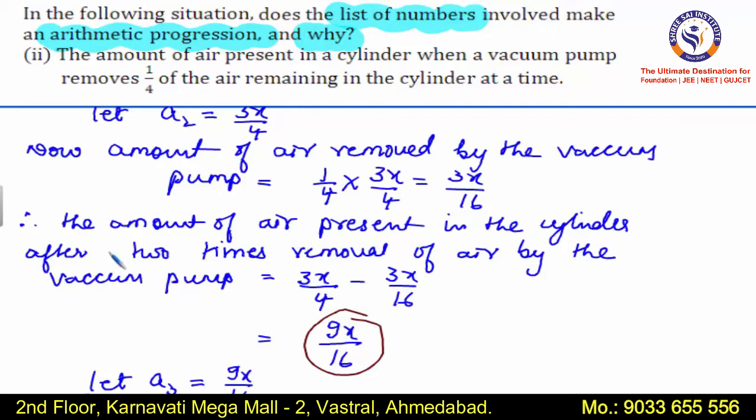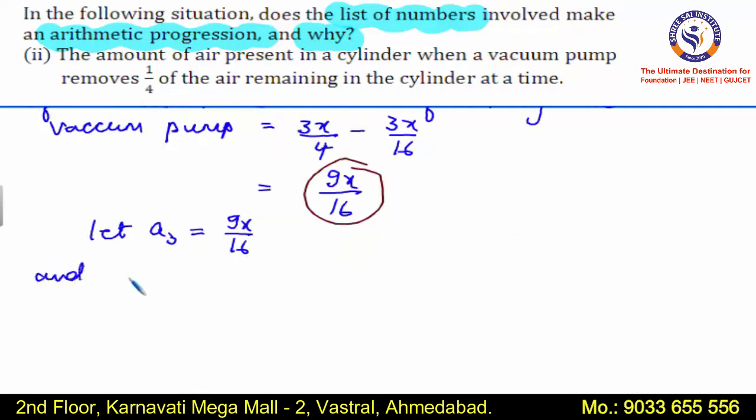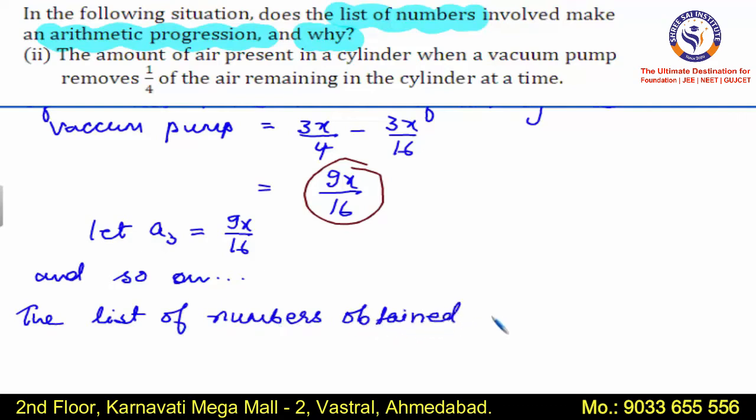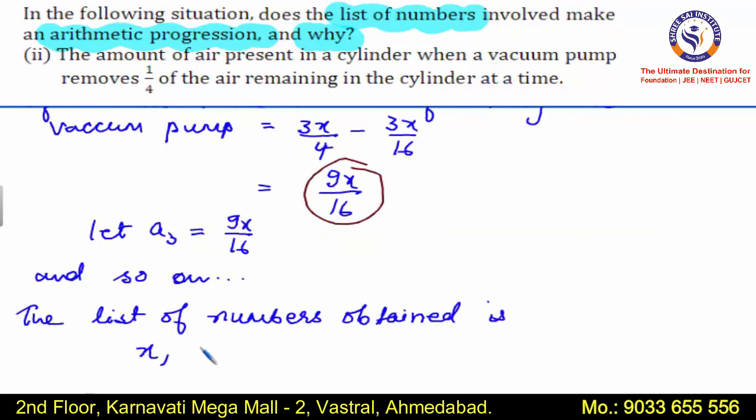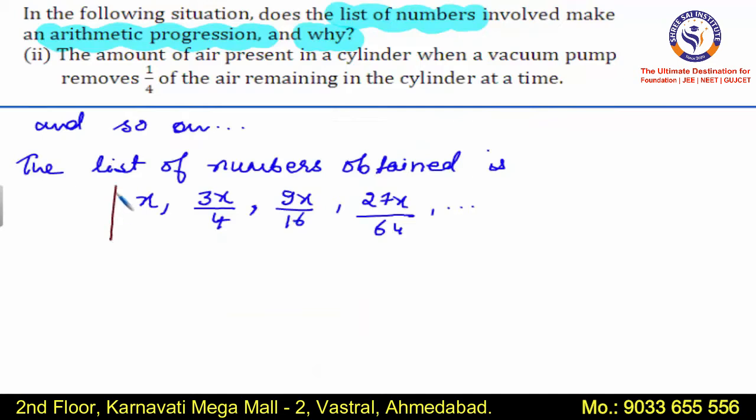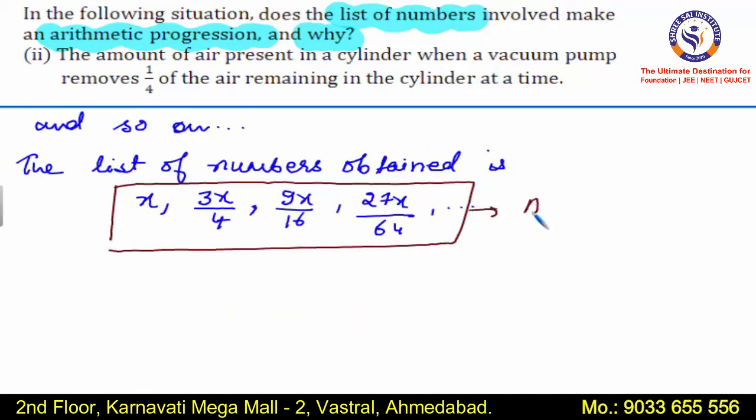Similarly, we can calculate the amount of air present in the cylinder after 3 times removal of air by the vacuum pump, and so on. We can calculate for the 4th time, 5th time, and so on. Thus, the list of numbers obtained is A1 is x, A2 is 3x upon 4, A3 is 9x upon 16, and A4 is 27x upon 64, and so on. Now, we have to check whether it is an AP or not.